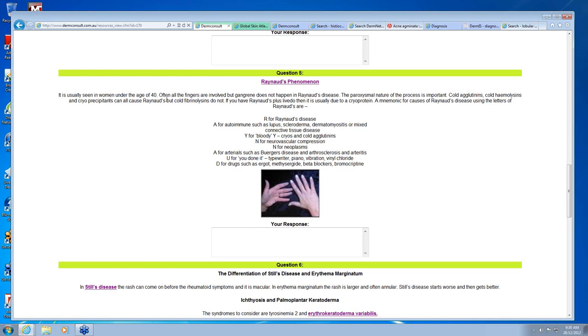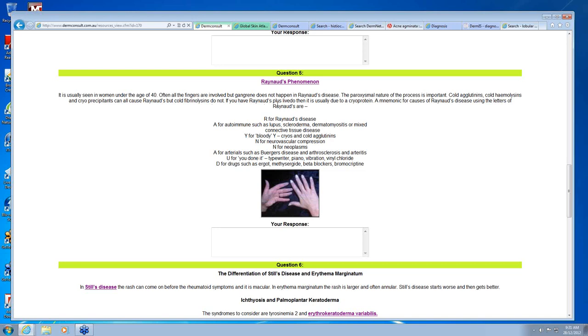Usually seen in women under the age of 40, often all the fingers are involved, but not always, it may just be some. Gangrene does not happen in Raynaud's disease. In other words, the vasospasm is reversible, doesn't give rise to it. The paroxysmal nature of the process is important. Cold agglutinins, cold hemolysins, and cryoglobulins can all cause Raynaud's, but cold fibrinolysins do not.